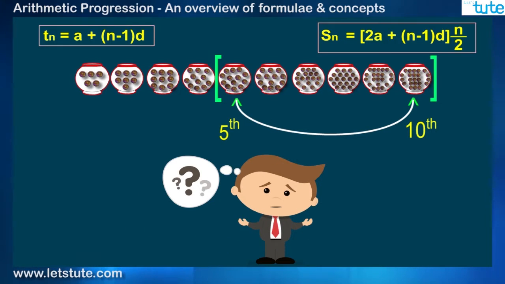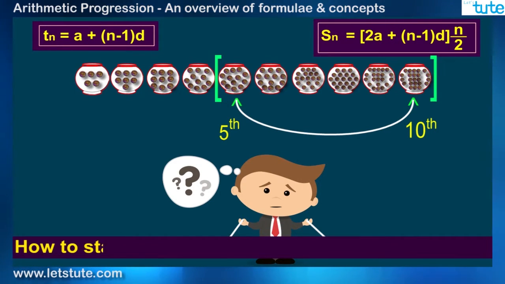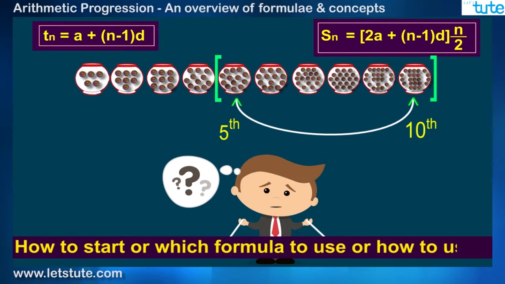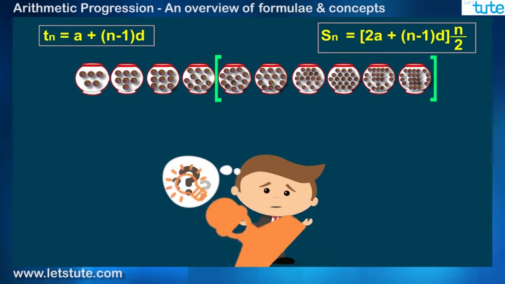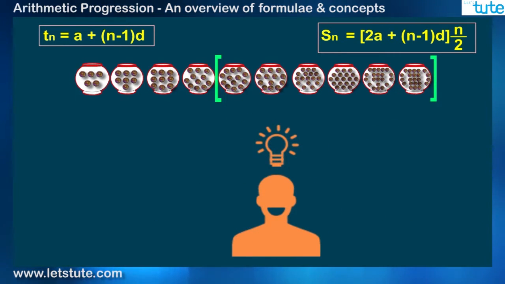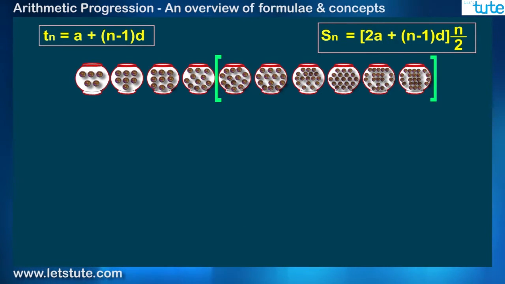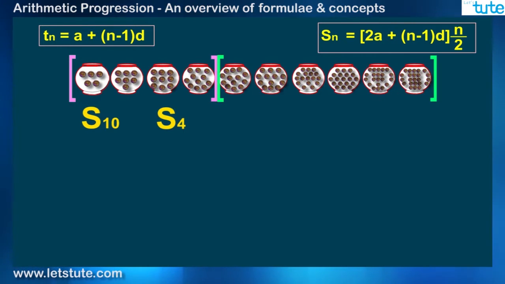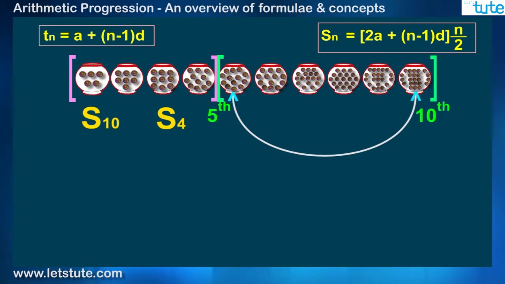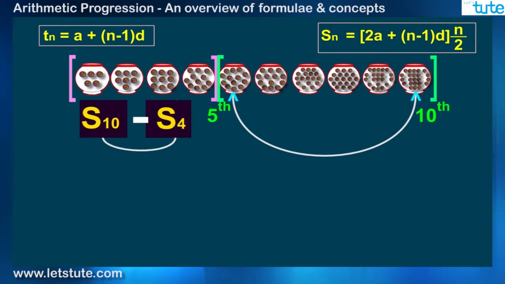Only 2 formulae, but still confused. Is your confusion how to start or which formula to use or how to use? Probably you have all 3 doubts, right? Now I will tell you the solution, and if I am going wrong, then please correct me. What I'll do is, I'll first calculate S10, which is the sum of marbles in all 10 pots from the first one, and subtract the sum of marbles in the first 4 pots. So I will also calculate S4. Therefore, a total number of marbles from 5th to 10th pots will be calculated as S10 minus S4, right?